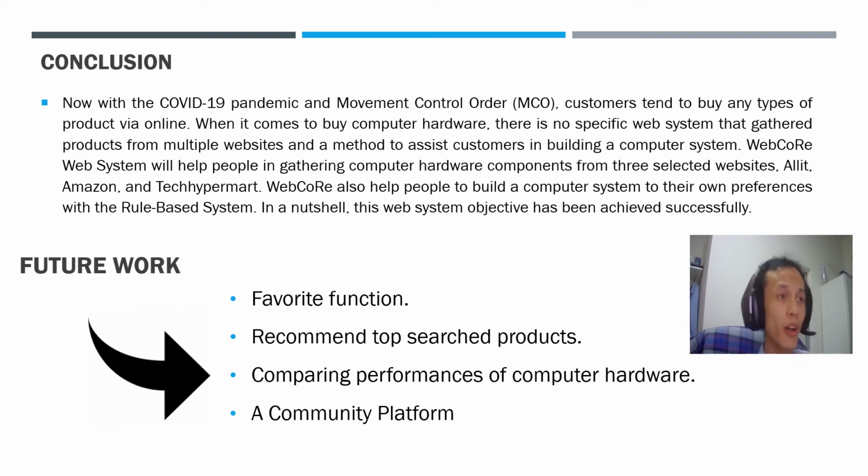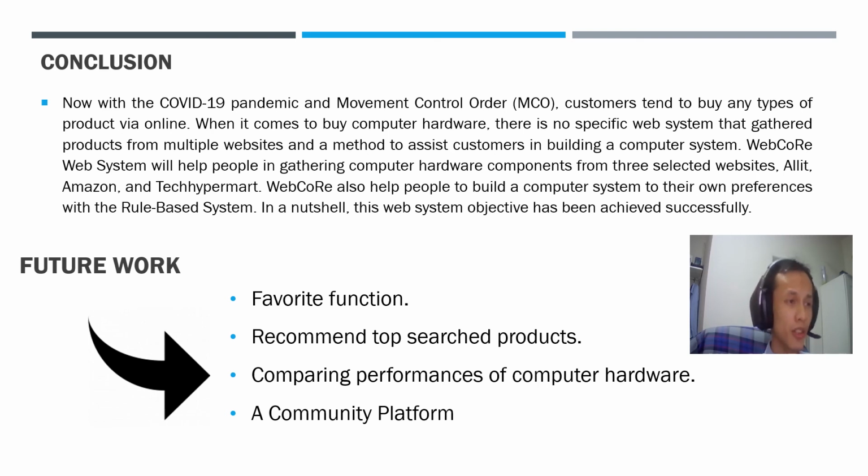Webcore will help people in gathering computer hardware components from three selected websites: All IT, Amazon, and Tech Hypermart. Webcore also helps people build a computer system to their own preference with the rule-based system. In a nutshell, this web system's objective has been achieved successfully.